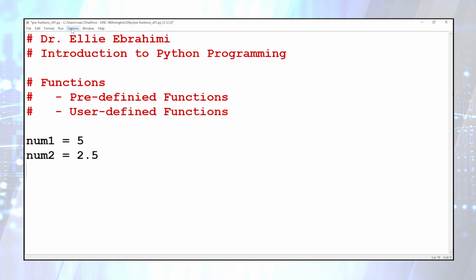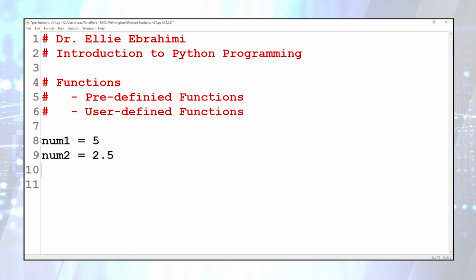And in Python version 3.10 and above, you can show the line numbers. If you go to options, you can have the line numbers. So in line 8, I have a variable, num1, and in line 9, I have a second variable, num2. You can have as many variables as you want. You can pick different names for them. Just be careful, the names must be unique.